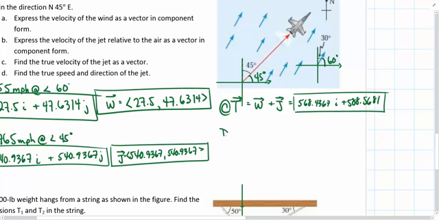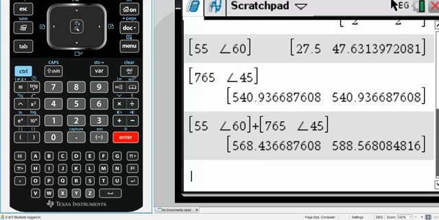And to finish out this problem, the question asks us to find the true speed and direction of the jet. Well, the true speed is the magnitude, so we could use the double bars for that, and we can solve that using the Pythagorean equation. We also need the direction of the jet, so theta. We can use the inverse tangent to solve for that. Or, of course, we could use the calculator.